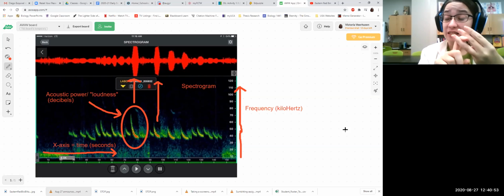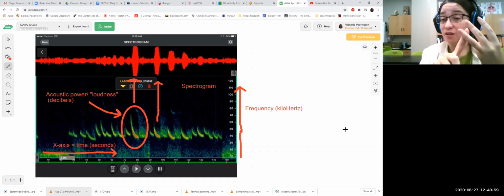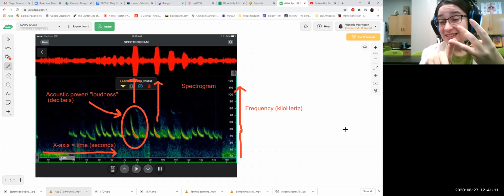If I'm doing this over, say, a year, so if I do multiple recordings at the same site per year, I can tell at what time of year these bats are present at that site, which is what I am doing. I am looking at what species of bat are present where in Arkansas over a year's time.